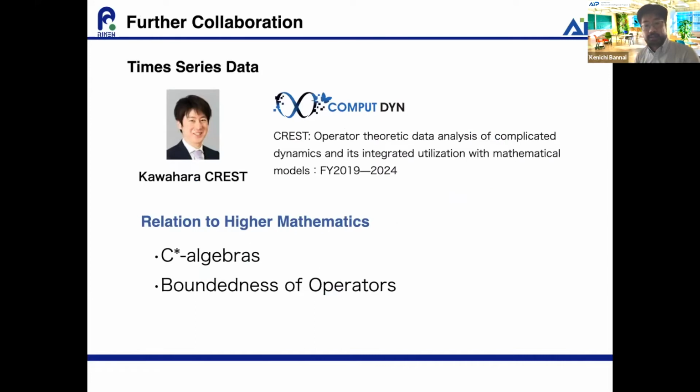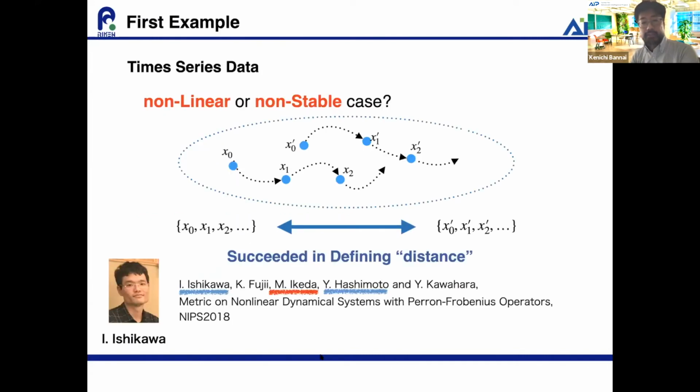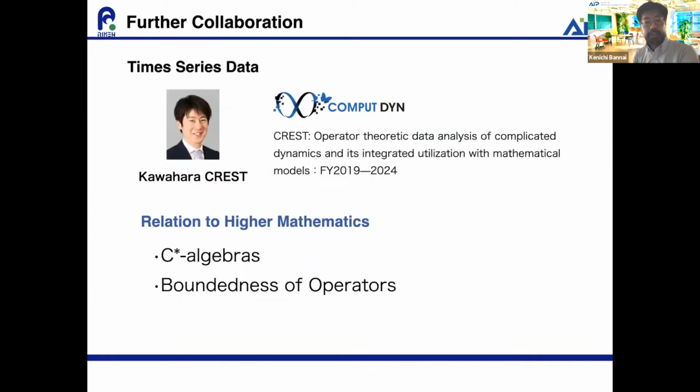So this was the first result that we got in 2018, but this did not end here. Kawahara-san got this big CREST grant about expanding his project concerning these time series data, and many mathematicians from our team joined this CREST. There is a much deeper relation between higher mathematics, like C-star algebras and boundedness of operators. So Ikeda-san, who is a member of our team, will talk a little bit about this project and boundedness of operators when he gives his talk.